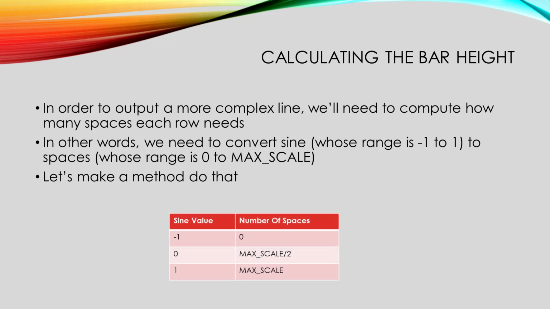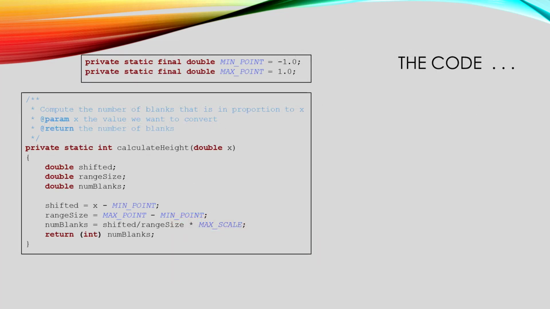Before we get to the code, imagine a few of those conversions to see where we're headed. We want a sine value of -1 to print 0 spaces because the -1 is at the left of our scale. We want a sine value of 0 to print out about half of the spaces because it should be in the middle of the line. And we want a sine value of 1 to print out max scale spaces because it's all the way to the right of our graph. Here's the code for our conversion, but don't let it overwhelm you. Let's look at it one statement at a time.